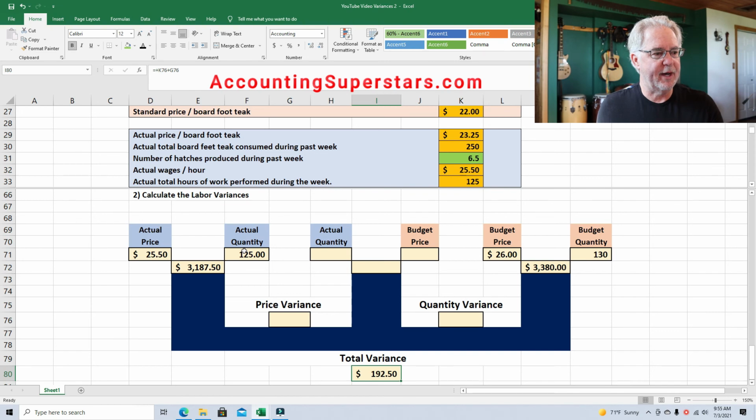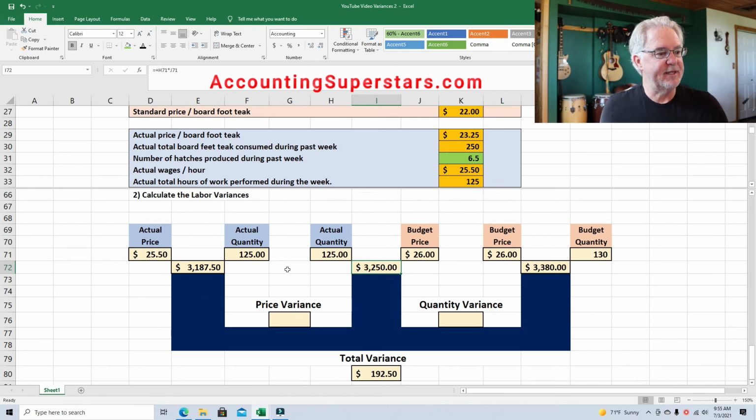So let's figure out the middle part. Actual quantity moves inside. The inside moves in, right? All right, so multiply these two together. 125 times $26 per hour, get 3,250. And that's the actual quantity times the budget price. There we go. So we can figure out the price variance now.